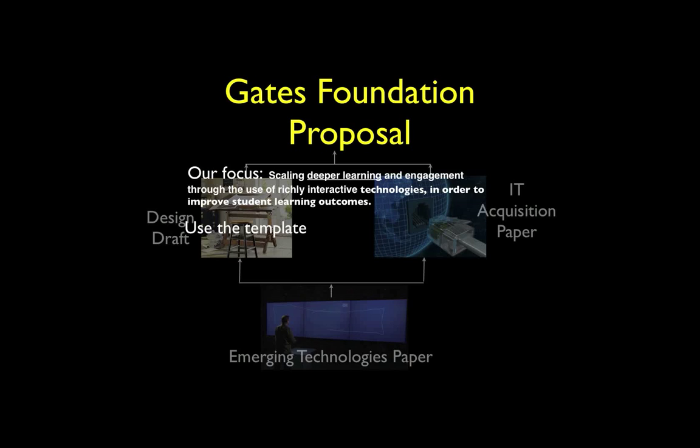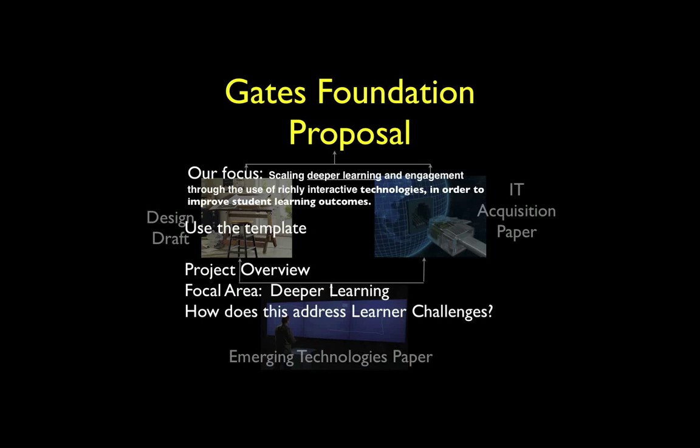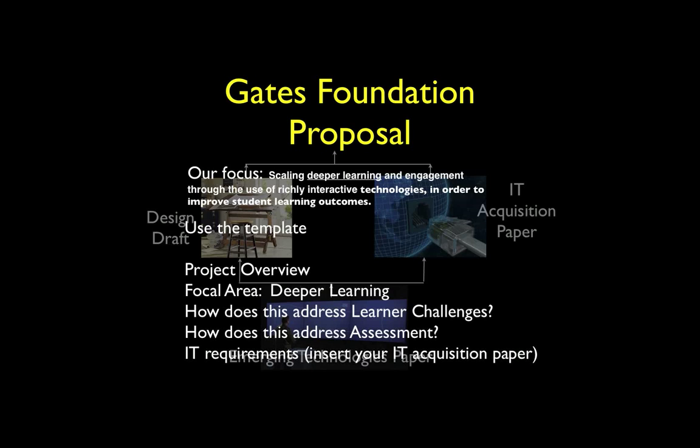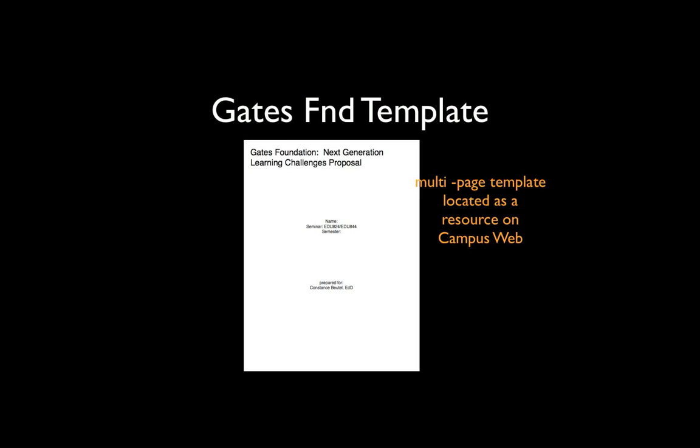You're going to use the template that I've provided. Again, it's fill in the blanks. You'll give a project overview. The focal area we've already discussed is the deeper learning. You're going to tell us, how does this address learner challenges? How does this address the assessment and IT requirements? And you just insert your IT acquisition paper for this.